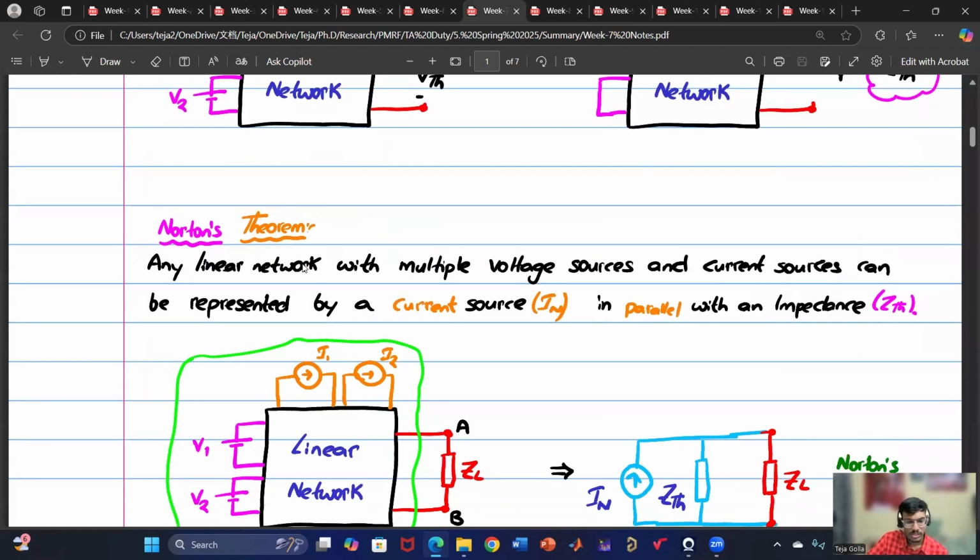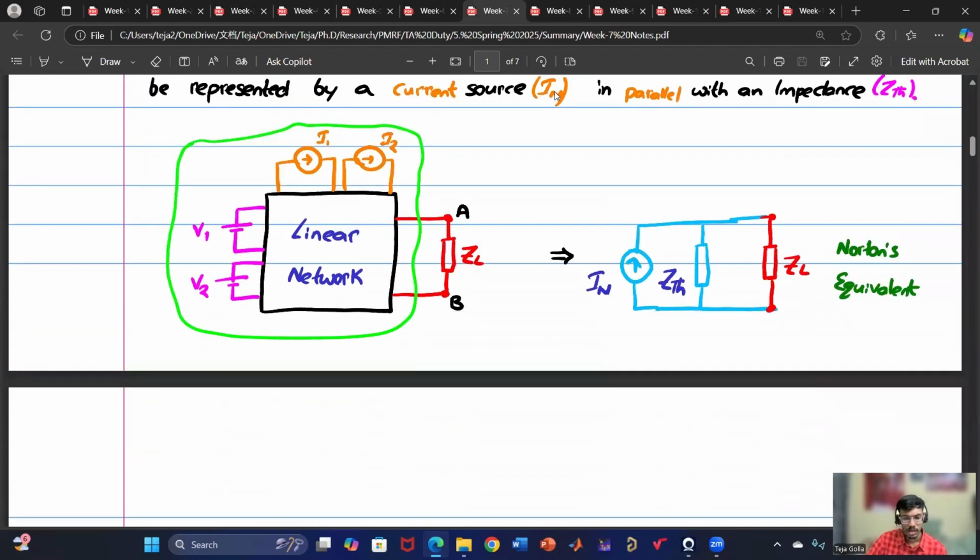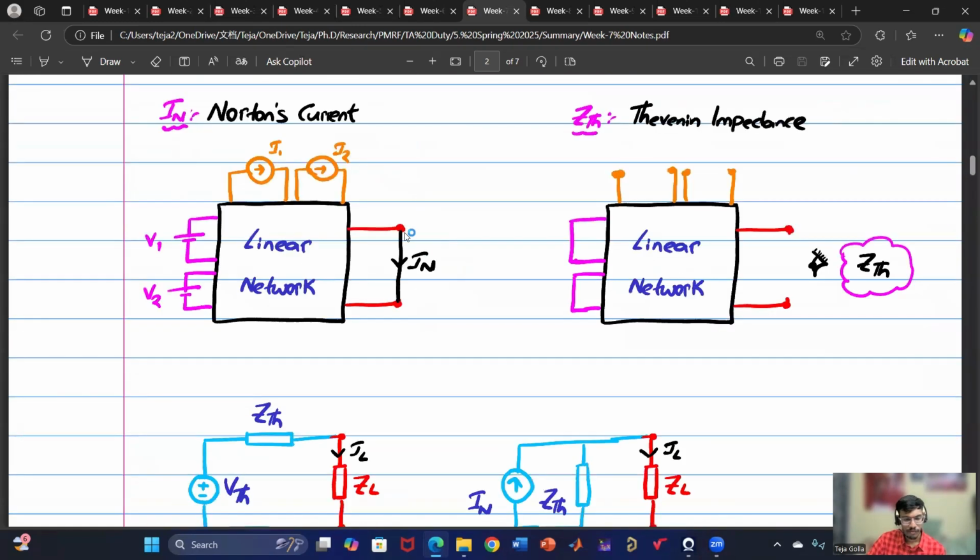this port. Norton's theorem is slightly the same as Thevenin's theorem. Here, we replace the linear network with a current source in parallel with the impedance. The impedance remains the same, the Thevenin impedance. Norton current, how to find it? The impedance is short circuited and then we find the short circuit current, which is the Norton current.